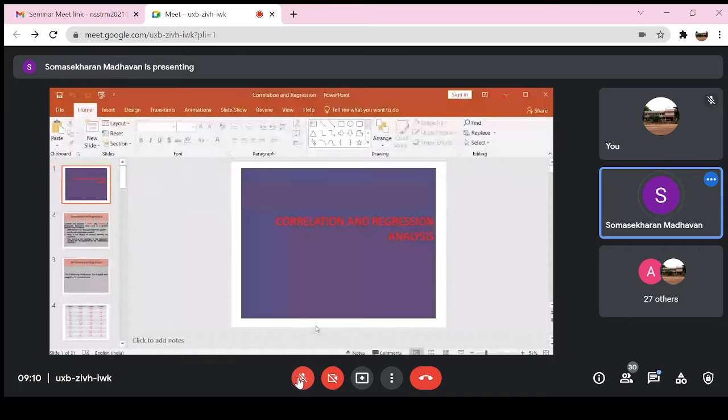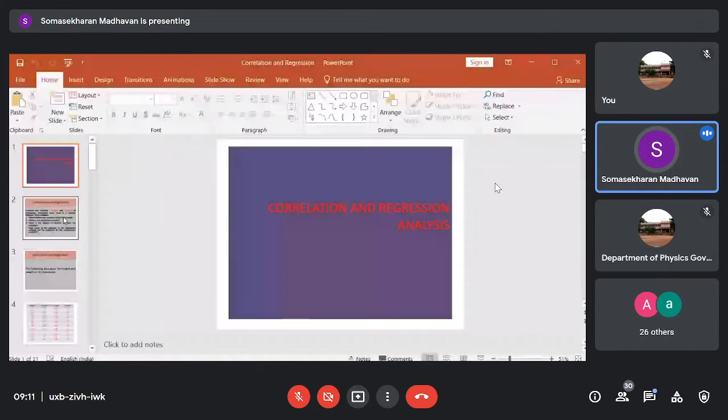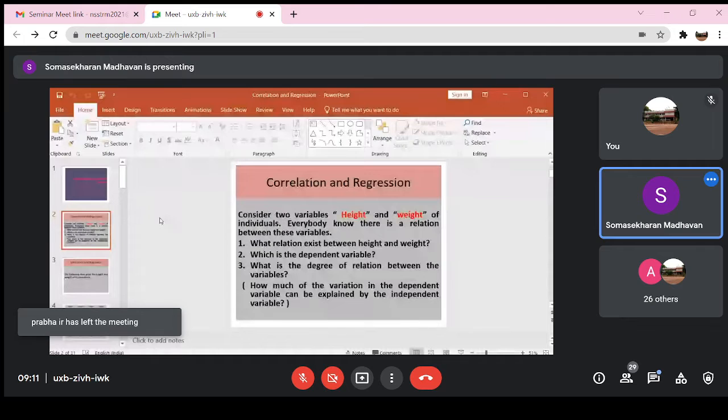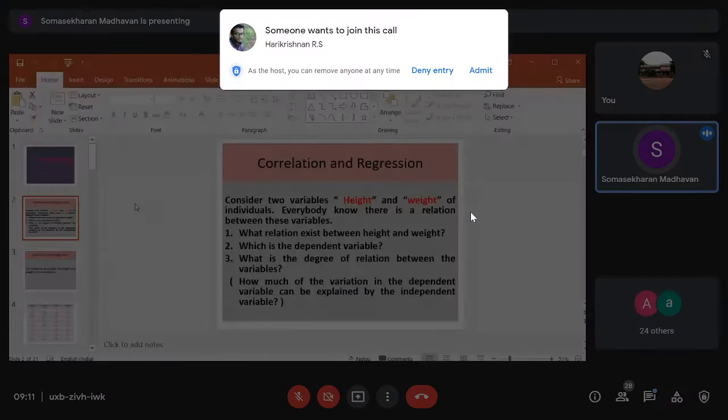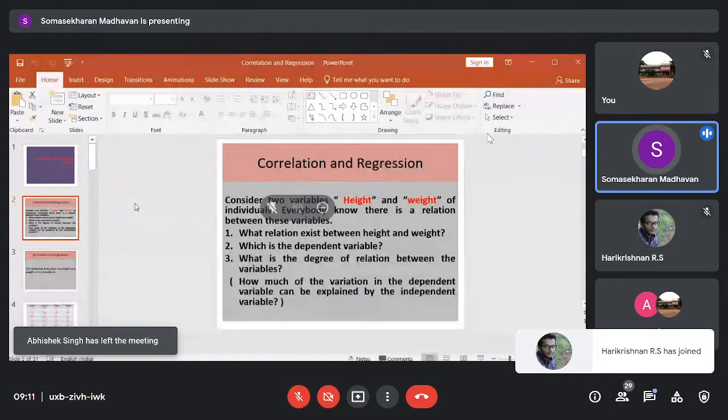Okay, today we will have a session on correlation and regression analysis. Then let us see what is correlation and what is regression. So we will take a simple example of two related variables, the height and weight of individuals. Everybody knows that there is a relation between these variables. For a person with a particular height, there should be a particular range of weight.